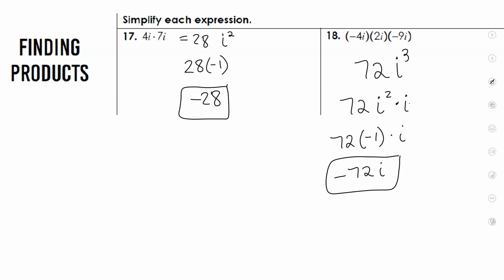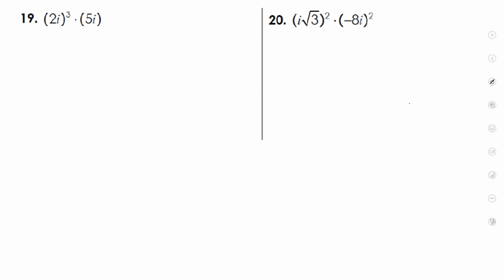All right, next example. Number 19. This says 2i cubed. Well, what is 2 cubed? 8. This means 2 times 2 times 2, that's 8. So 2 cubed is 8, and then I cubed, well, that's just I cubed, times 5i. Okay, 8 times 5 is 40. I cubed times another I is I to the 4th power.